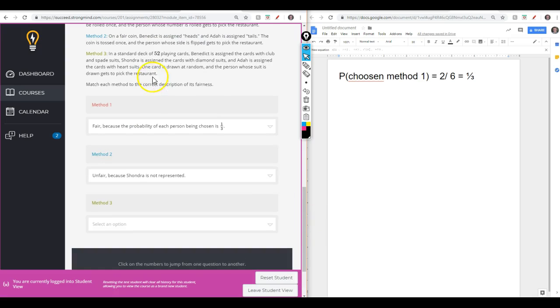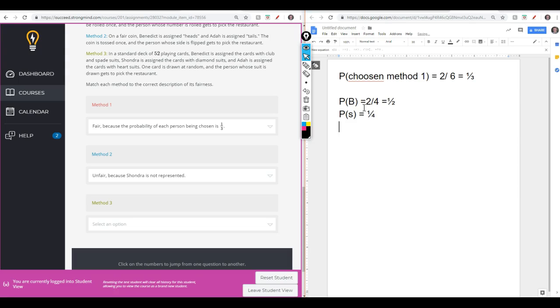Method 3, in a standard deck of 52 playing cards, Benedict is assigned the cards with the club and spade suits, Chandra is assigned the cards with the diamond suits, and Ada is assigned the cards with the heart suits. So I know that there are 4 suits, and Benedict is assigned 2 of those suits. So the probability of Benedict being chosen is 2 of those suits, the clubs and spade suits, out of the 4. So that's 1/2.